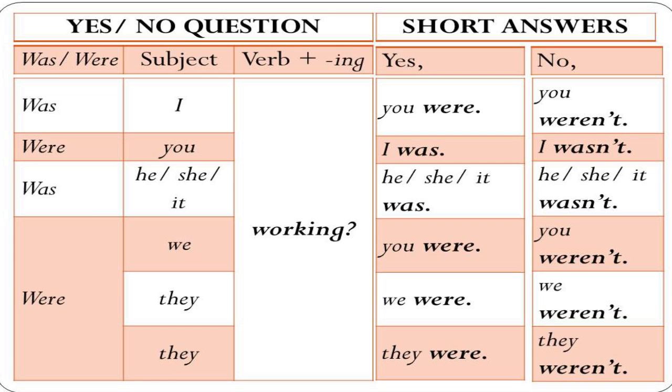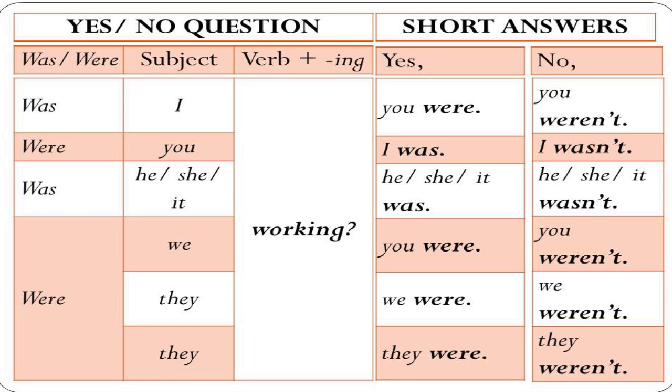Were you working? Was he, she, or it working? Were we working? Were they working? So these are yes or no questions. You start with the auxiliary verb, was or were, subject, and verb with ing.